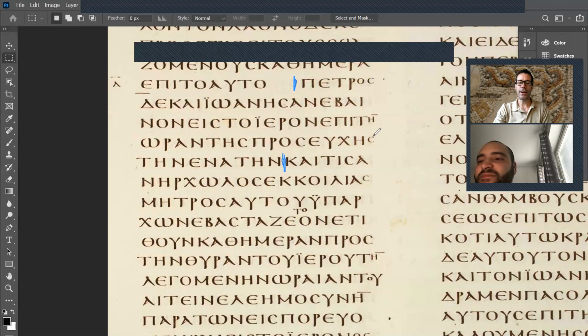And regarding the other smaller letters like this, I believe this is because the scribe felt that he was out of space and tried to make the letter smaller just to fit. I think that's just something to try to make it fit.